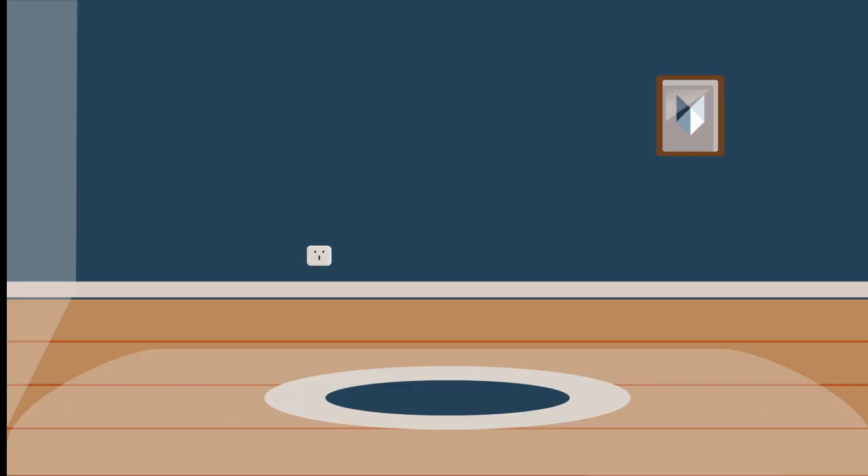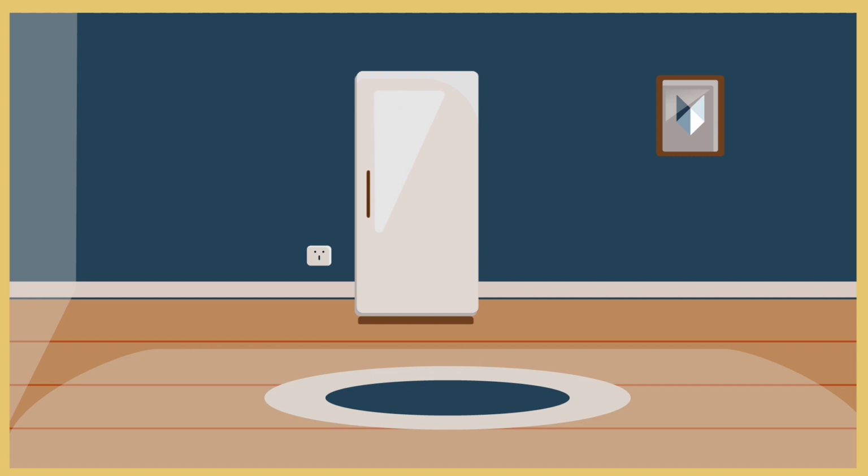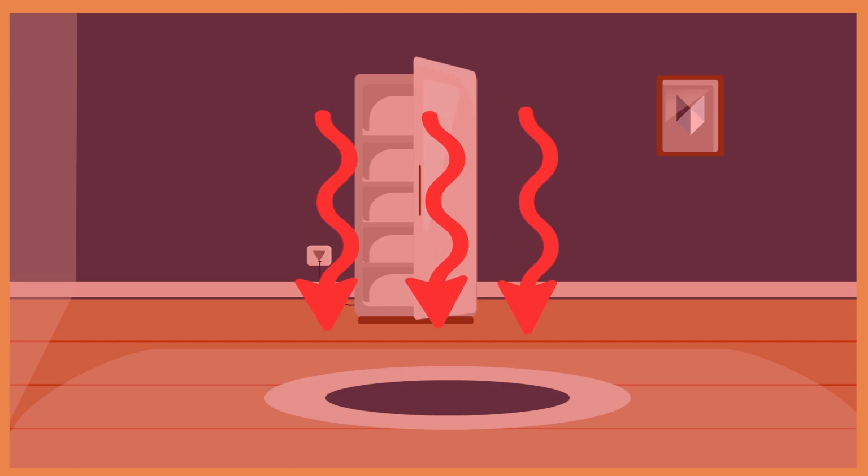Let's imagine a completely insulated empty room. Now let's place a refrigerator in the room and connect it to a power supply. The refrigerator is operating normally, but here's the twist. We'll keep the refrigerator door open so that it is extracting heat from the entire room.